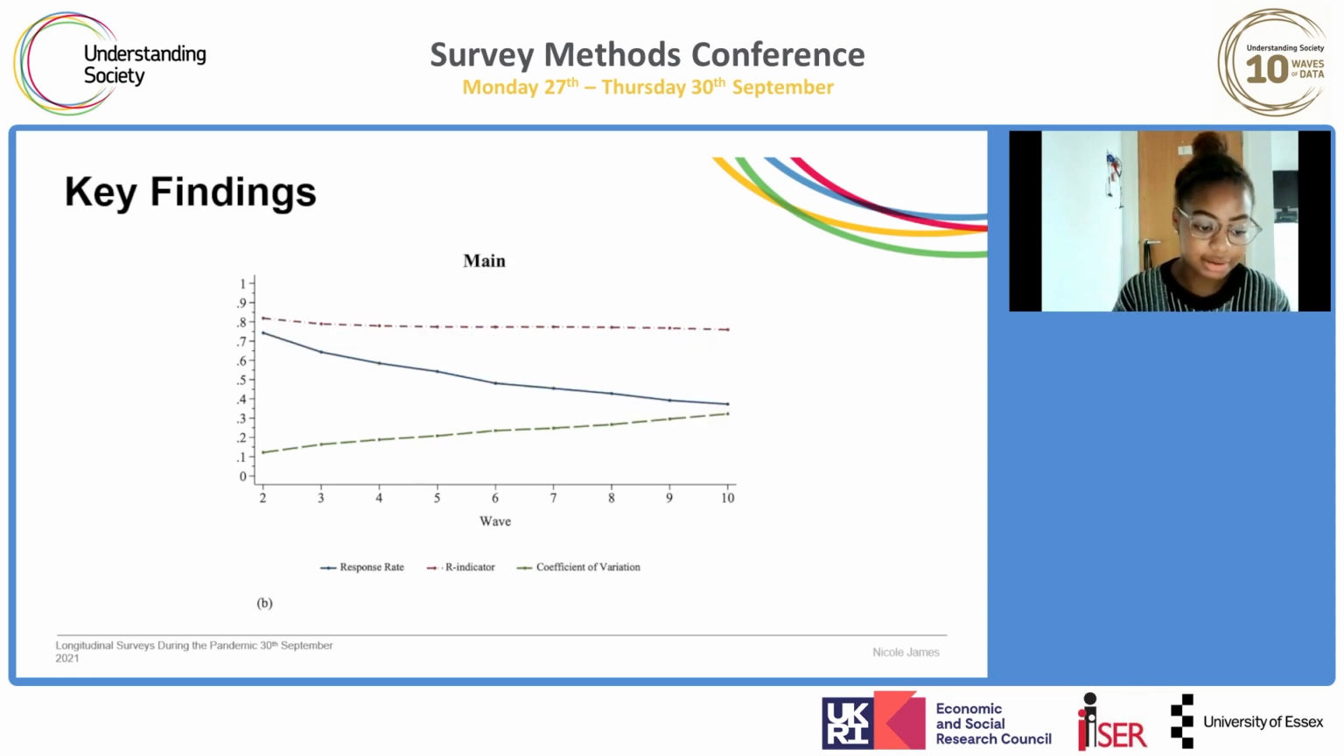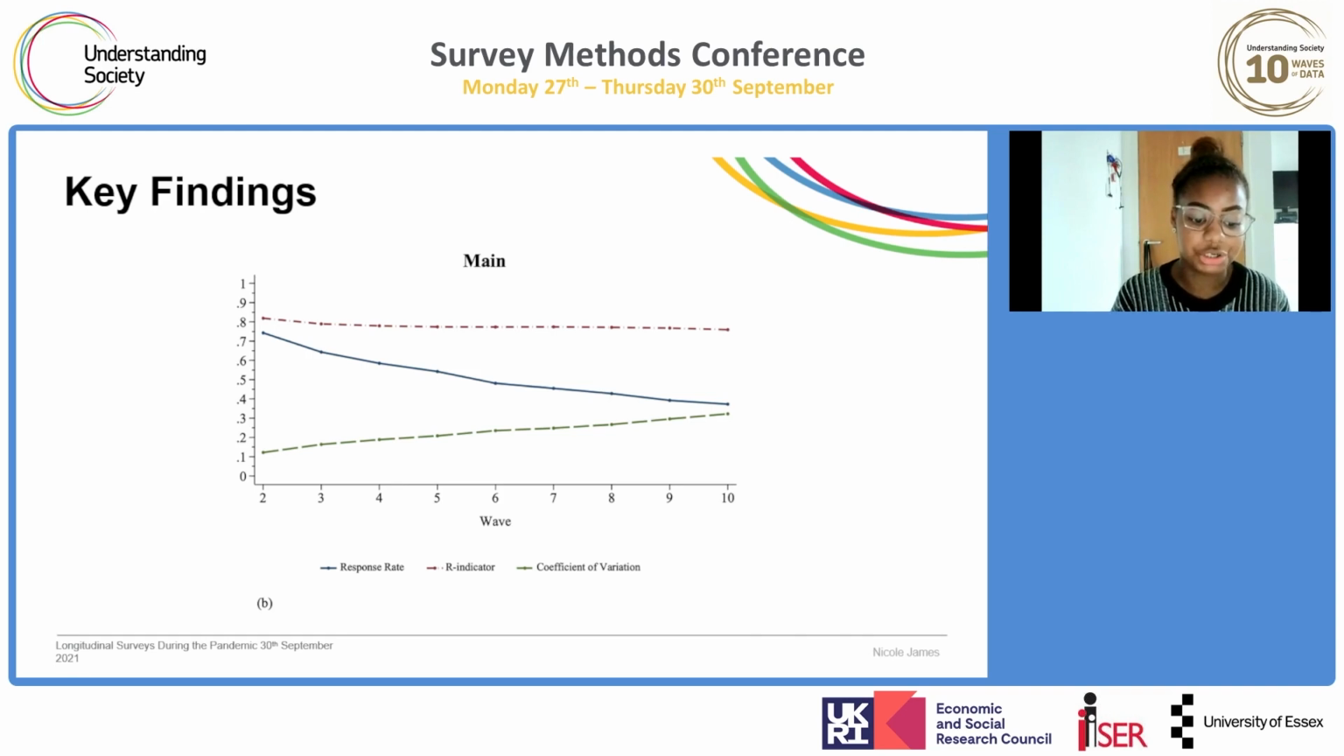And then for the main survey, you can see that the response rate declines over time from about 0.7 to 0.4, but it's worth noting that this is a period of over 10 years, whereas the COVID sample is a period of about a year. So the R indicator still remains pretty high, showing a strong representativeness over the 10 years.